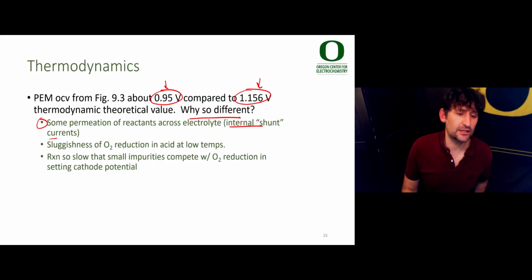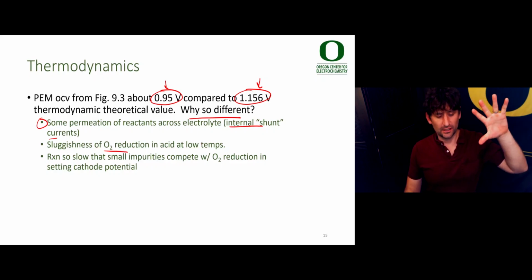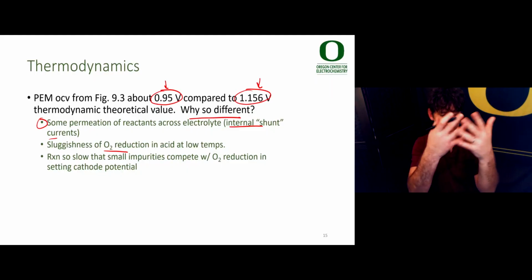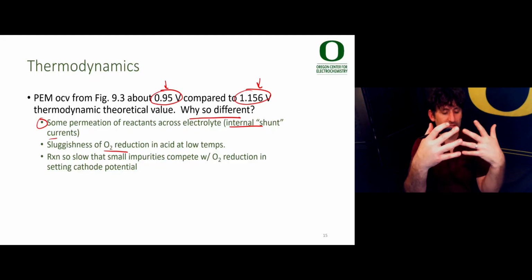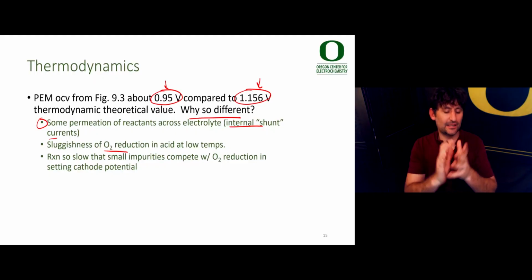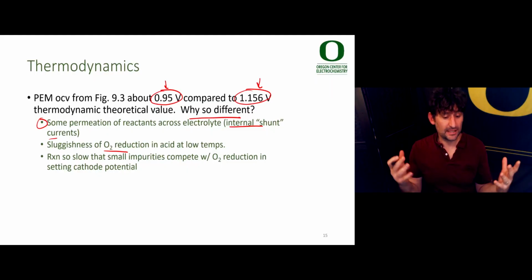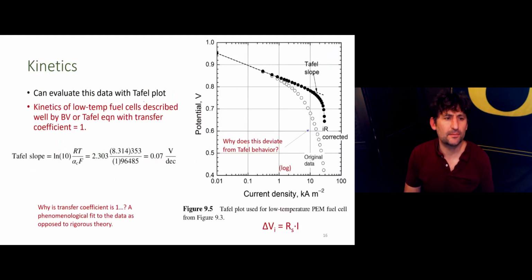And the sluggishness of the oxygen reduction reaction in acid at low temperatures is also important. What that means is essentially the electrode potential at the cathode is set by the equilibrium of those electrons in the cathode with the electrons in oxygen. It relies on the kinetics being fast enough to set the electrochemical potential of the electrons. If there are other impurities that compete with setting that equilibrium potential, it can be hard to measure the full open circuit potential predicted by thermodynamics. Now let's talk about kinetics.